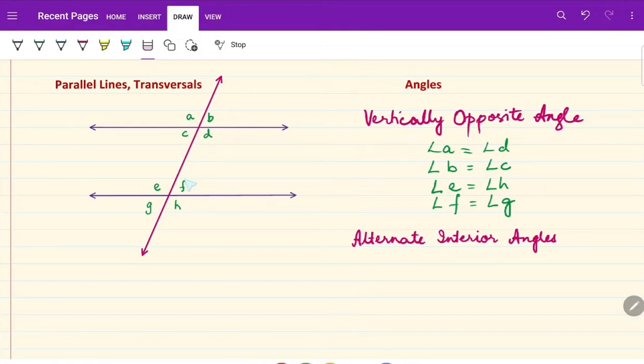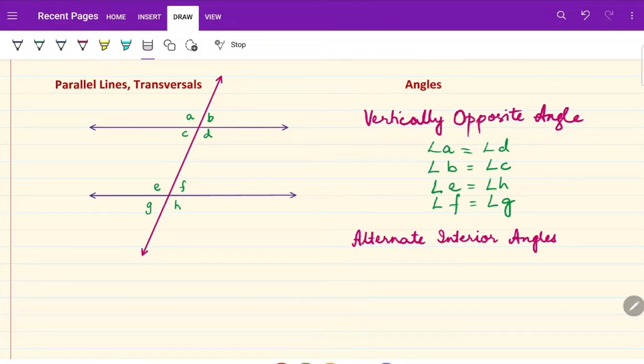So C and F are alternate interior angles. D and E are alternate interior angles. And there's a theorem on alternate interior angles that says that alternate interior angles are always equal to each other. Therefore, angle C and angle F, which are alternate interior, will be equal to each other always. So angle C will be equal to angle F.